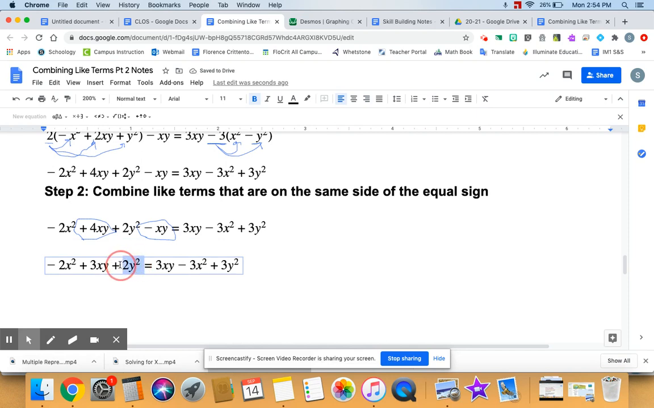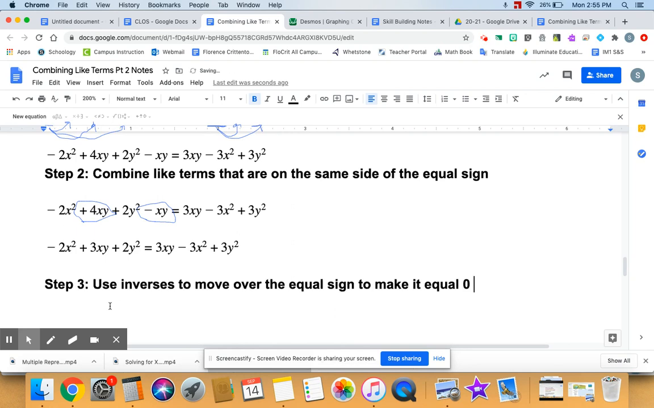Then I have to keep going for this step. Are there any more y squareds on this side? No. Now we look at the right side. Are there any other xy's on this right? No. Are there any other x squareds on the right? No. Are there any other y squareds? No. So we've combined all the terms that are on the same side.